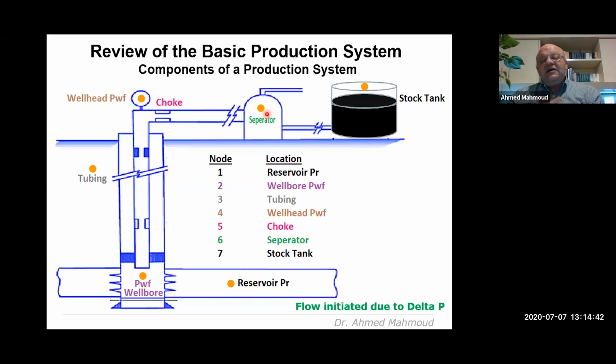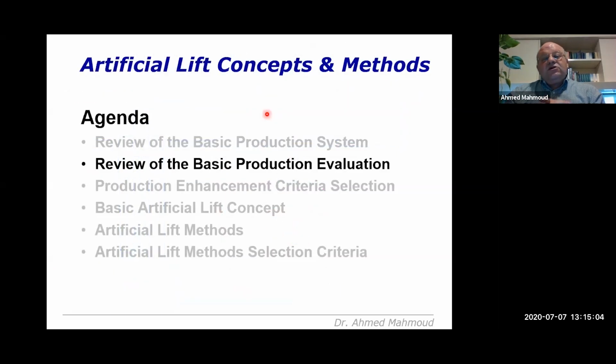Okay. Now, in addition to delta P, if you want to go a little bit more into the mathematics of it or into the detailed physics of it, it's delta P and actually a change of ID as well. But the main motivator for flow from south to north in the oil field production system is basically delta P. Okay, so that takes care of the basic production system.